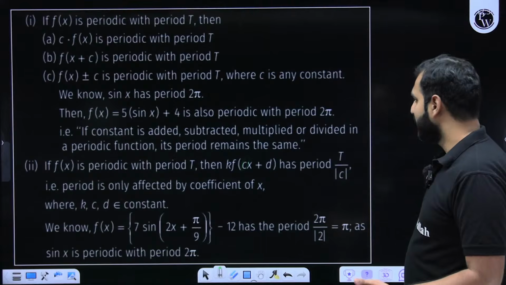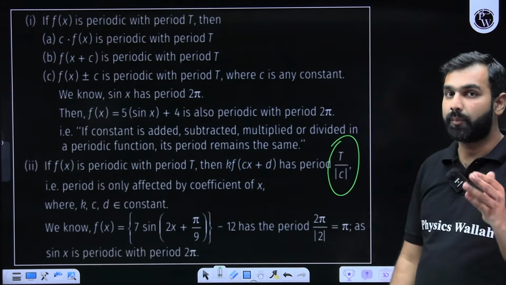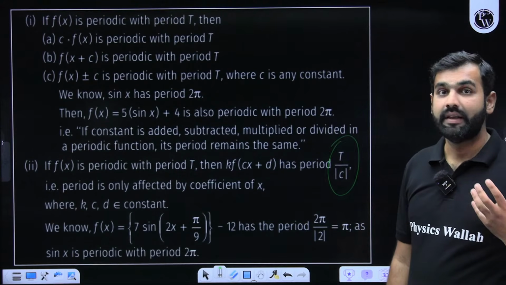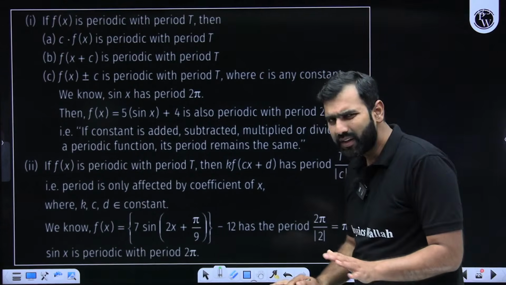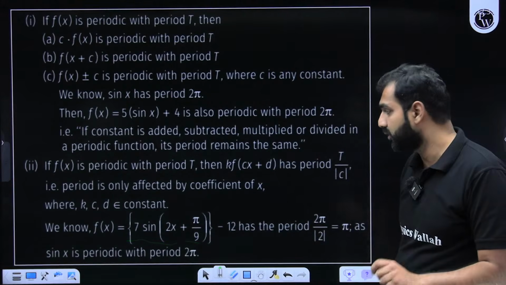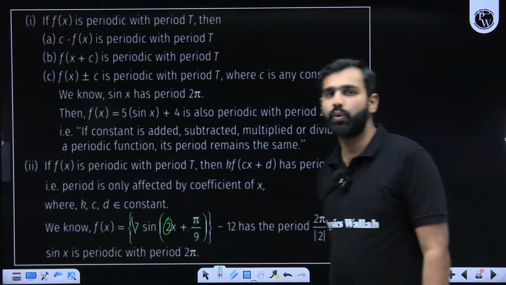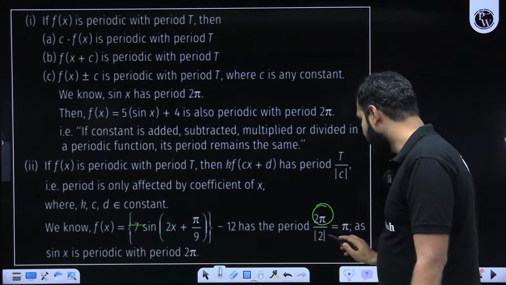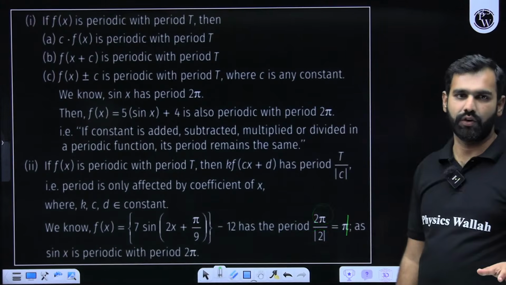So with this x, if I'm having c as its coefficient, the new period of this function will be T upon mod c. Mind you, it's not T upon c. Usually students take it as T upon c. It is T upon mod c. Please remember that. A simple example, let's say this is the function 7 sine of 2x plus pi by 9. The constants wouldn't decide anything. If there is a 2 here, we know that sine x has a period 2 pi, so 2 pi needs to be divided by mod 2, which is of course 2. So 2 pi by 2 is pi. That's the period of this function. Okay.